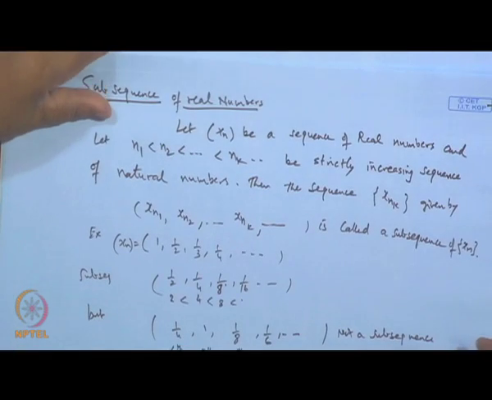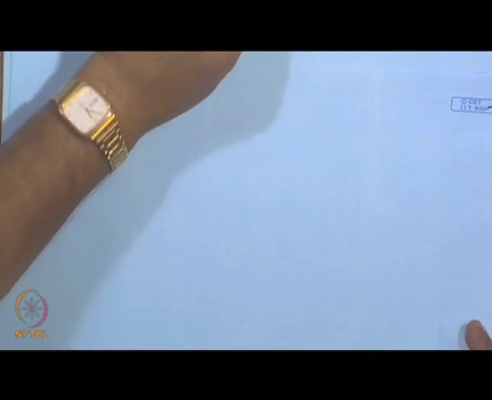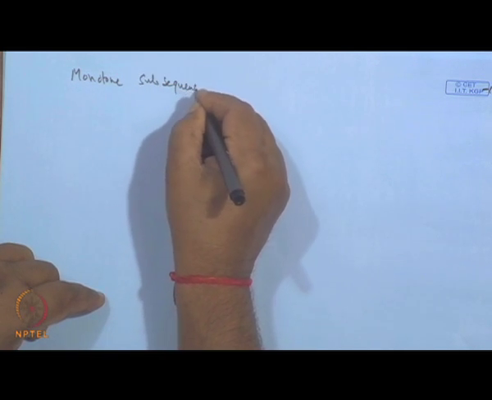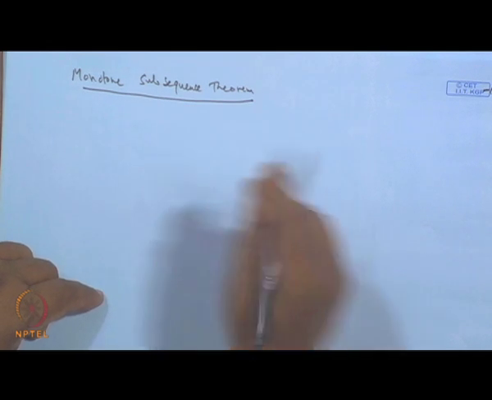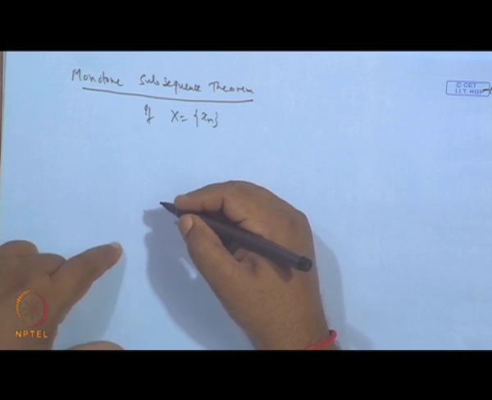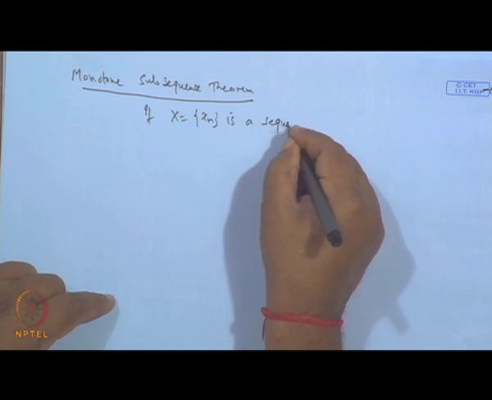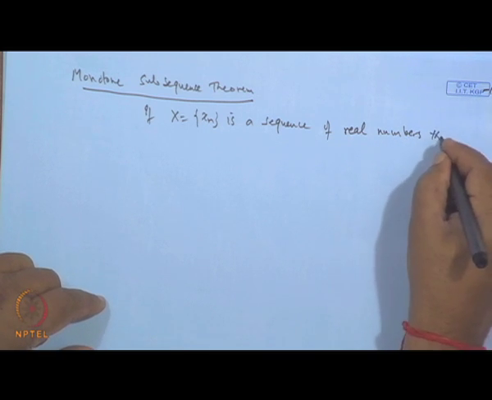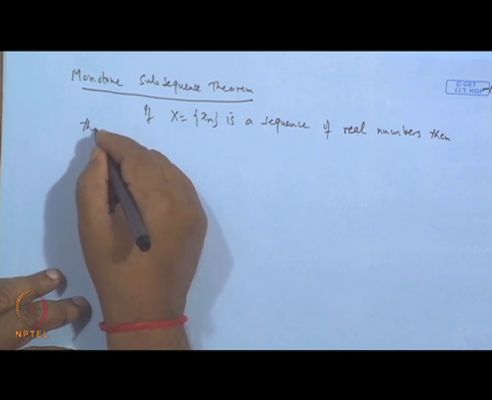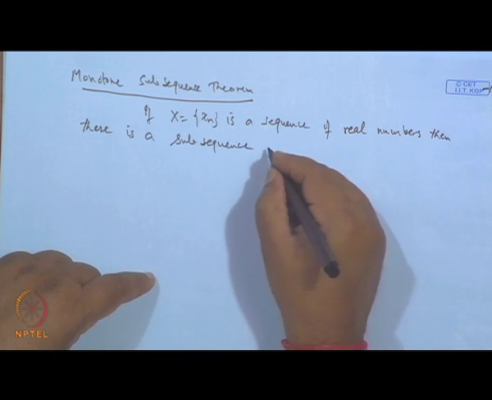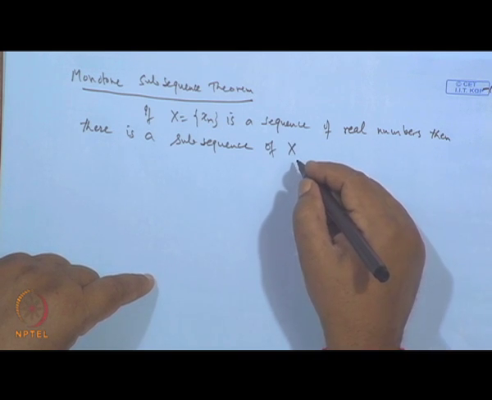Now, this is a very interesting result. The monotone subsequence theorem. The theorem says, if x equal to x n is a sequence of real numbers, then there is a subsequence of x that is monotone.